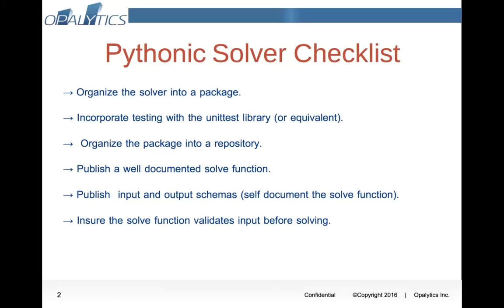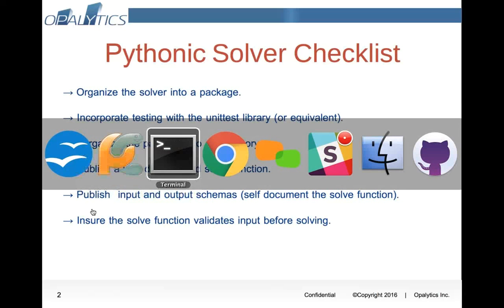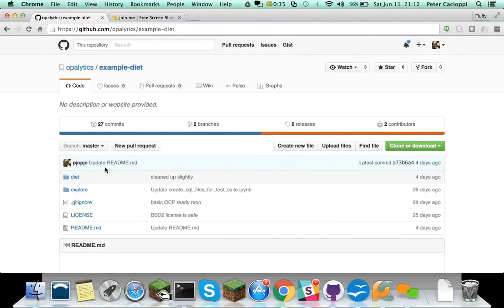So without further ado, let's jump into a code example. Here we have a repository for the diet model, the classic diet model that everyone loves. What I did is follow that checklist that I just gave you, and created a Pythonic engine based around the diet model. So the root directory for the repository is example-diet.